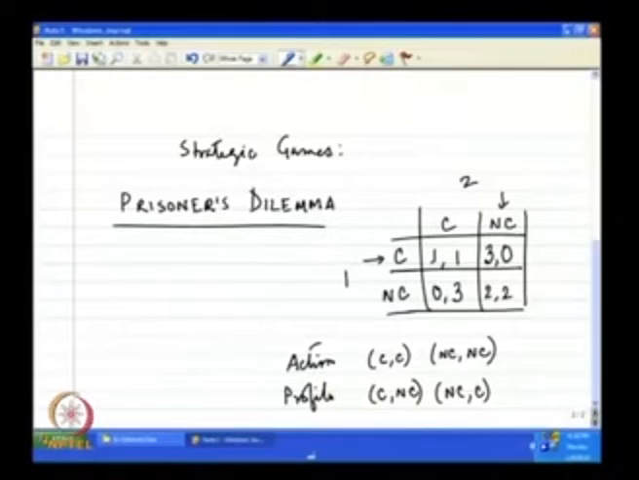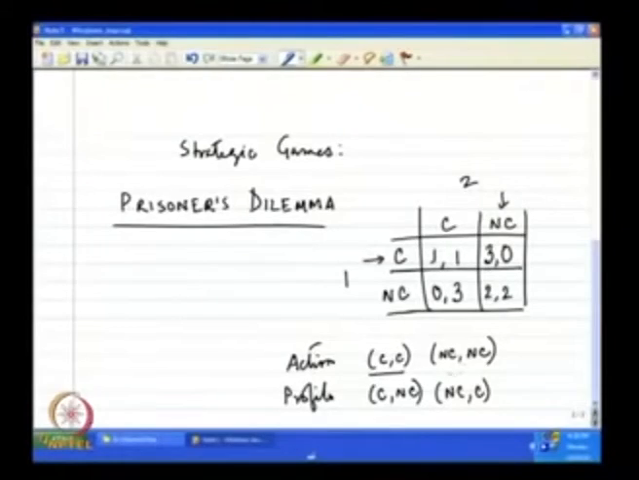Now, it is not the case that the players know what the other player is doing. For example, if I look very carefully into the game, I can see that if I compare CC and NC, then obviously NC is a better option for both the players. So comparing between CC and NC, each of the players will like to have the outcome where none of them is confessing. This NC is a kind of outcome.